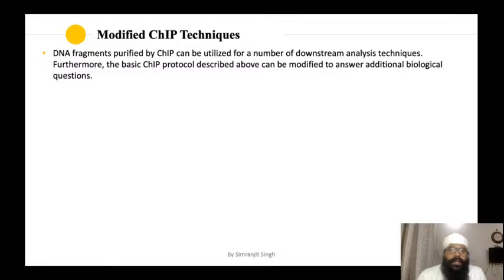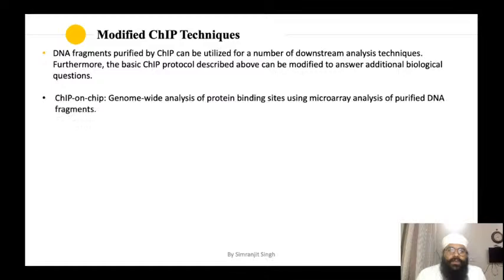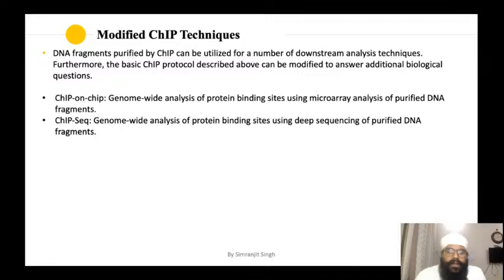So there are modified ChIP techniques. DNA fragments purified by ChIP can be utilized for a number of downstream analysis techniques. Furthermore, the basic ChIP protocol described above can be modified to answer various biological questions. First is ChIP-on-chip. This is done for genome-wide analysis of protein binding sites using microarray analysis of purified DNA fragments. Then there is ChIP-seq, genome-wide analysis of protein binding sites using deep sequencing of purified DNA fragments.